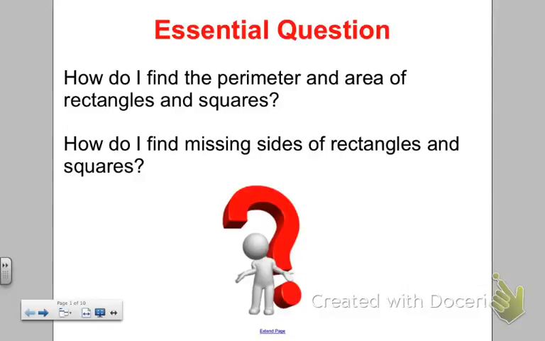Alright, in our first lesson, we're going to answer two essential questions. First, how do I find the perimeter and area of rectangles and squares? And second, how do I find missing sides of rectangles and squares?